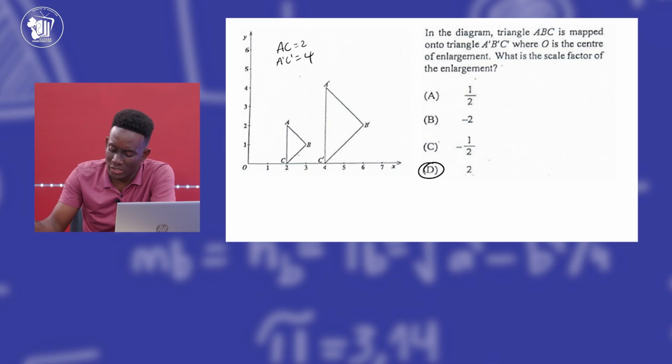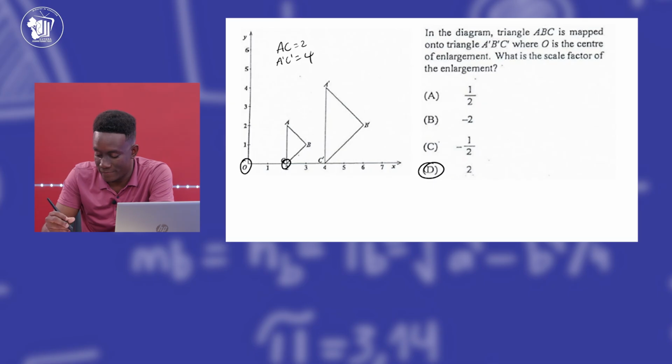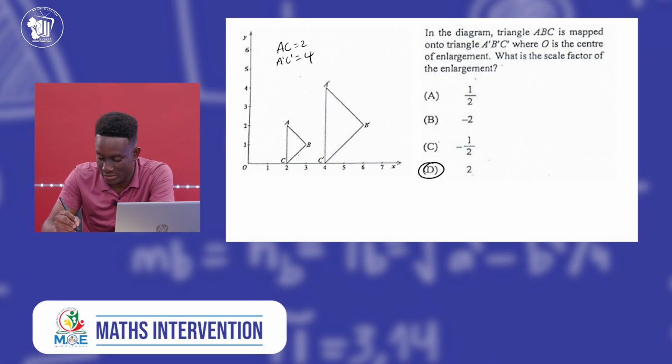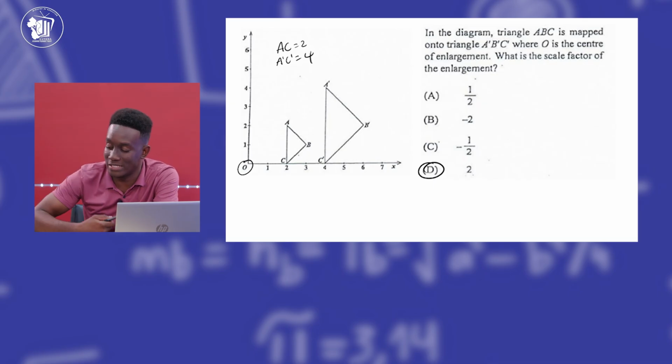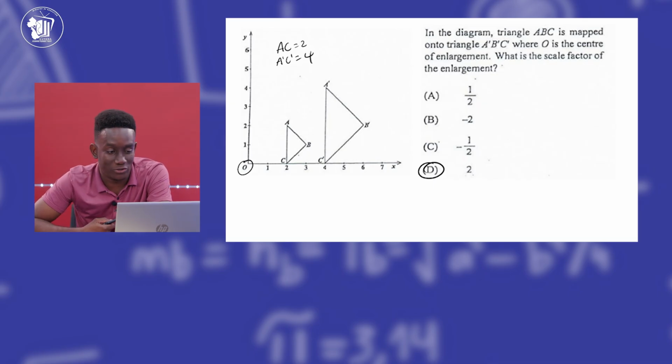Another way in which we can do it, we can draw a line from the origin to any point C. So we see from O to C is 2 units. And then we can draw a line from the origin to C prime. So we see that would be 1, 2, 3, 4 units. And once again, we see from 2 units to 4 units, so it doubled. So the answer is a scale factor of 2.